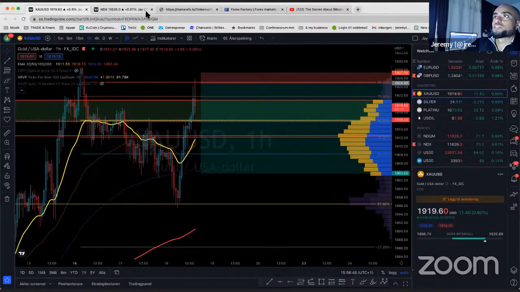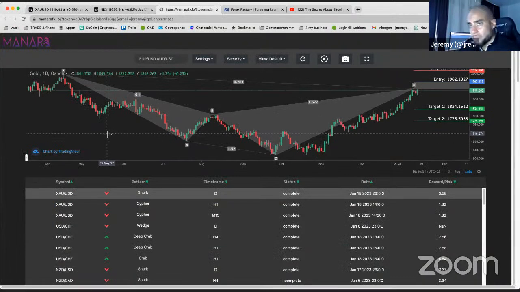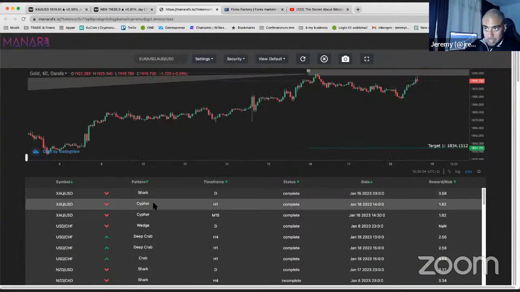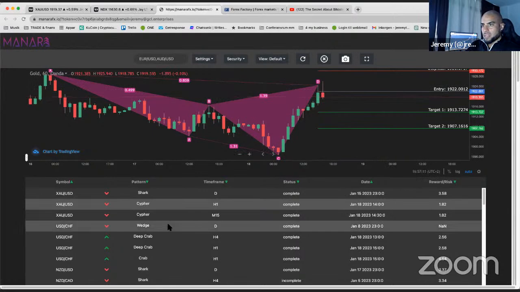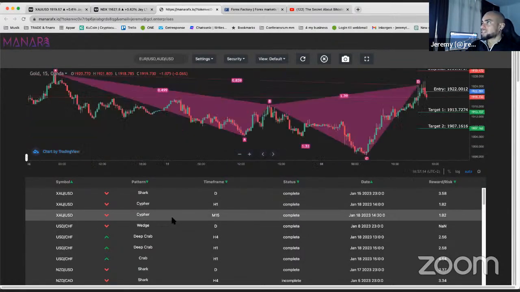With that said, let's go back to Manara and see what's going on. Manara has actually spotted another sell for us, and we kind of missed that sell because it was at 1922, almost at 1924 as I wanted it to be. And that is gold that we're looking at. Same thing, as you guys can see. So Manara is very confluent with us today. It wants us to enter sells at about 1922. So let's stick to that.